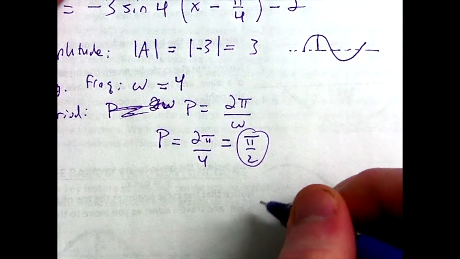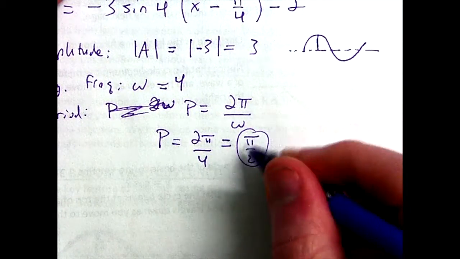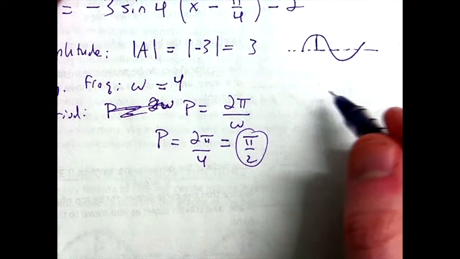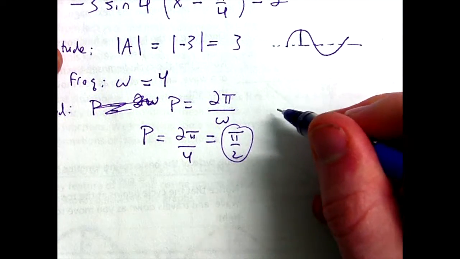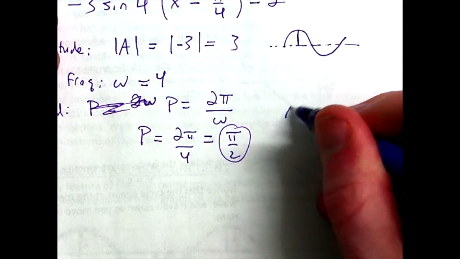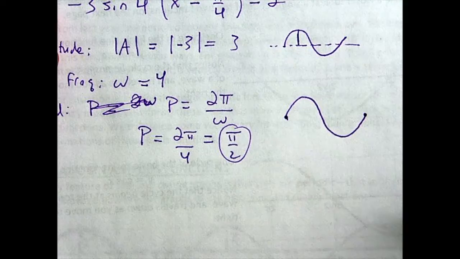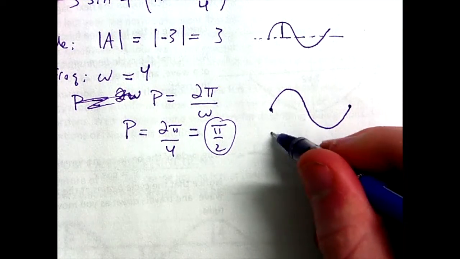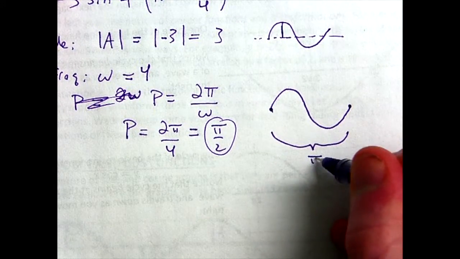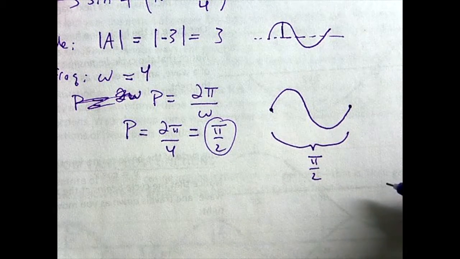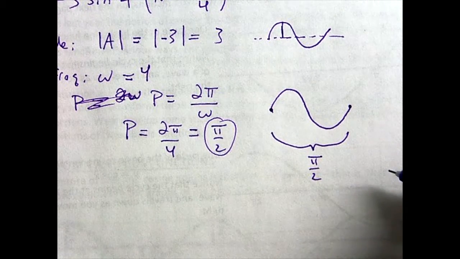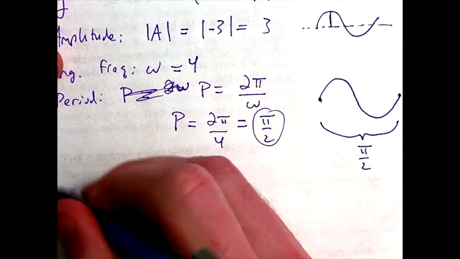What that means is that it takes pi over 2 units of time for the graph to complete a full cycle. In other words, if you look at one complete cycle of this graph, here's what one complete cycle looks like, then this thing right here will be pi over 2 units long. That's what the period is telling you. What else? We have the phase shift, right?